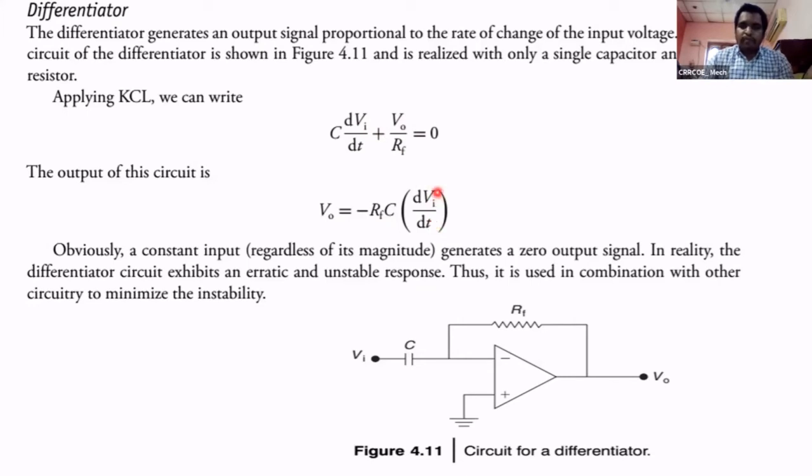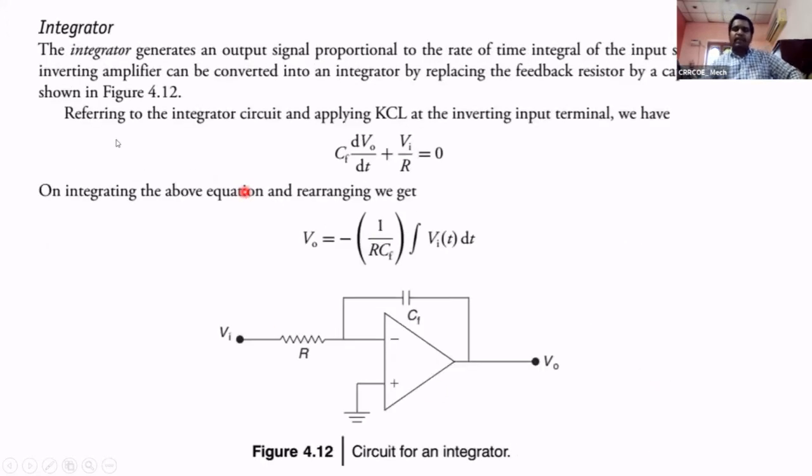If you give the input voltage, we will get the output voltage as a differentiation of Vi with respect to time. You can find the differentiation of the input voltage by using this operational amplifier. By giving the input, you will get the output as the differentiation of the input. This is about the differentiator. Next one is the integrator.